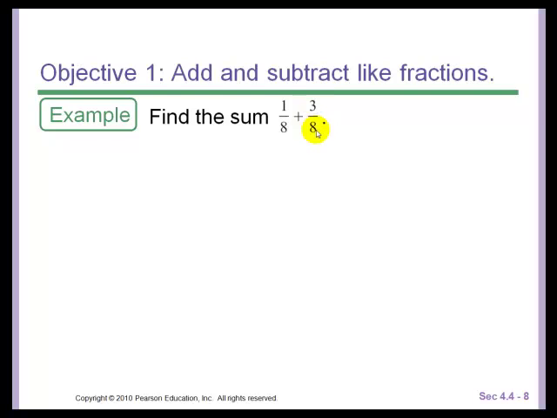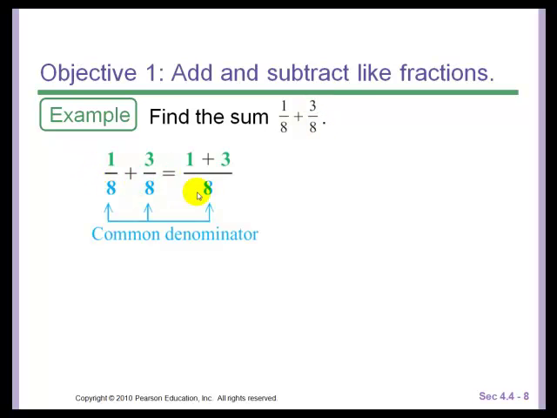Find the sum of 1/8 plus 3/8. You keep the common denominator and you just add the numerators, 1 plus 3, and you get 4. Technically at this point we have added the fractions. Our next step, however, is to simplify. Recall that all fraction answers must be in lowest terms.